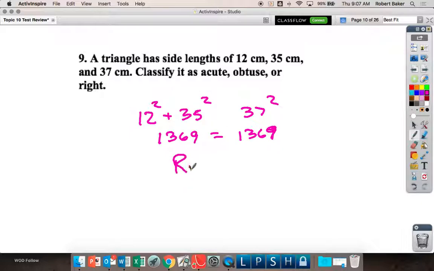So you would circle, it's a right triangle. Because a squared plus b squared equals c squared. Look at the top of your paper and it says when a squared plus b squared equals c squared, it's a right triangle. See at the top, very, very top?